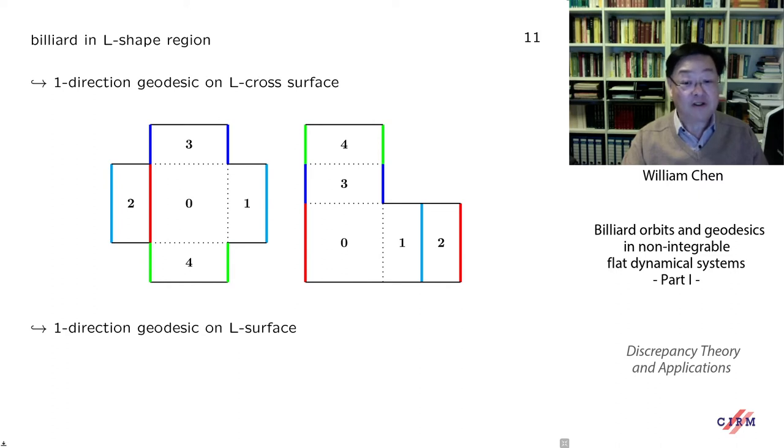Let's look at the L cross surface in the picture on the left. Now we know that the two light blue edges identify with each other. So that allows us to move rectangle number 2 to the right-hand side of rectangle number 1. And then we see that the red edge is the right-hand edge of 2 and the left-hand edge of 0. And in the picture on the right, we have the edge identifications for the L surface. We can do the same by moving 4 to about 3. And so we end up with a one direction geodesic on the L surface. That simplifies our problem somewhat.